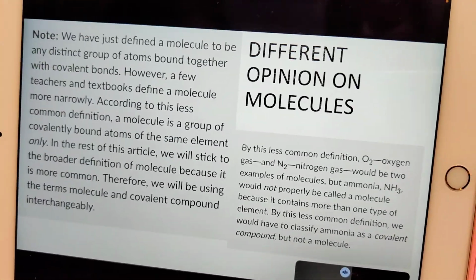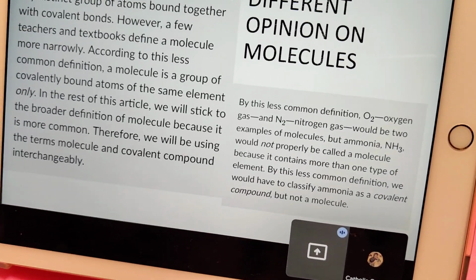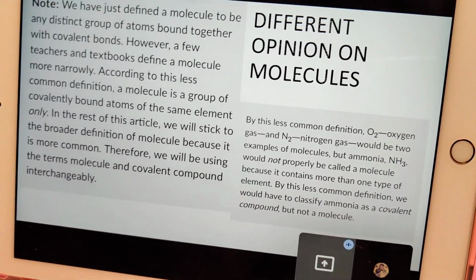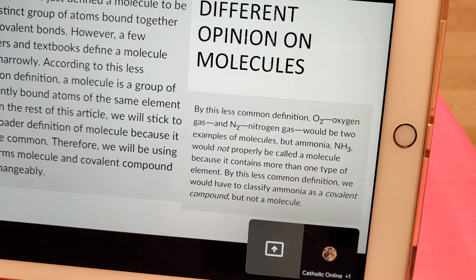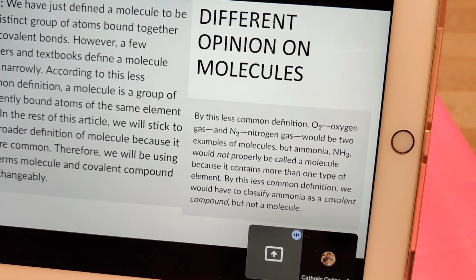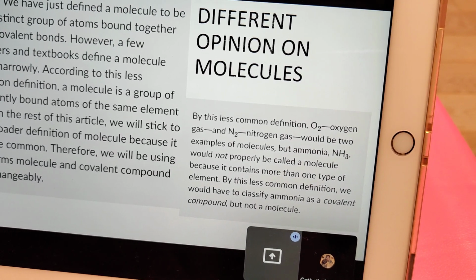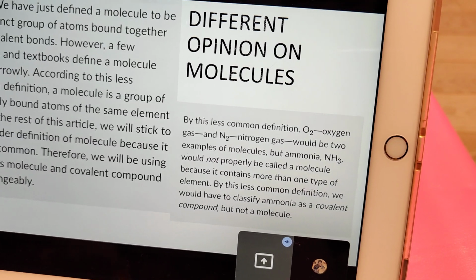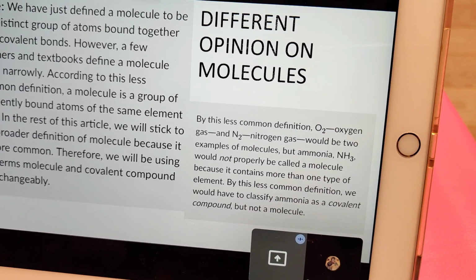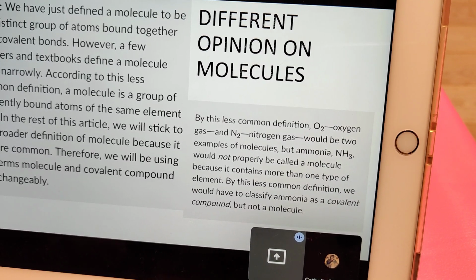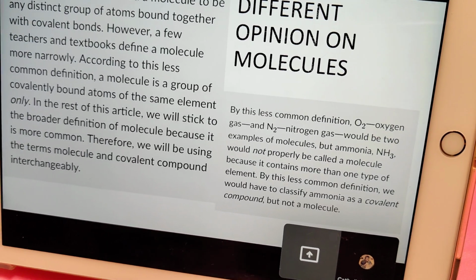opinions. This is science, right? Science also has different theories, different opinions, so we have to learn them all in order to know the science. So by this less common definition, O2, oxygen gas, and N2, nitrogen gas, would be two examples of molecules, but ammonia, NH3, would not properly be called a molecule because it contains more than one type of element. By this less common definition, we would have to classify ammonia as a covalent compound, but not a molecule. But that's less common.